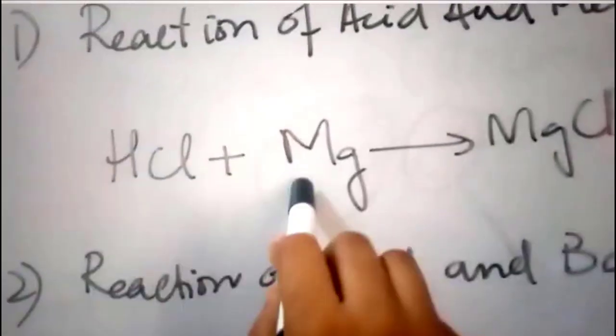This hydrogen, we are giving its place to whom? To magnesium. So we are displacing the hydrogen with magnesium, so it is called a direct displacement method.